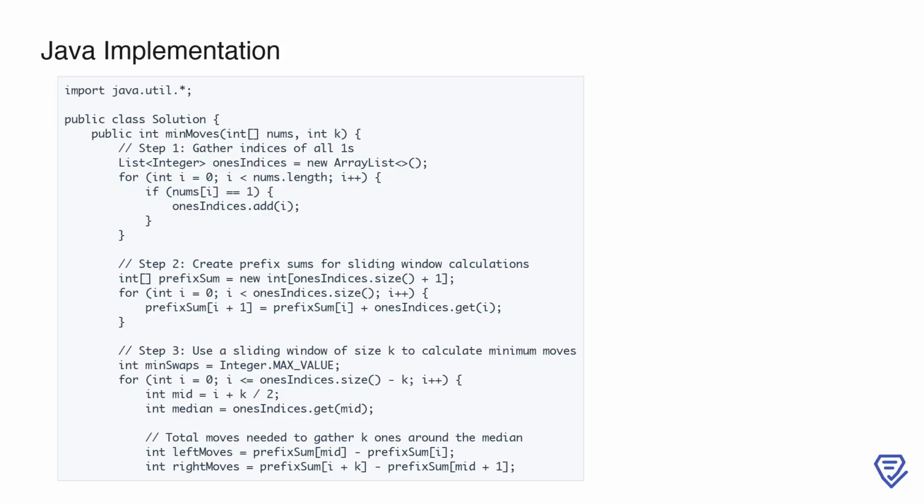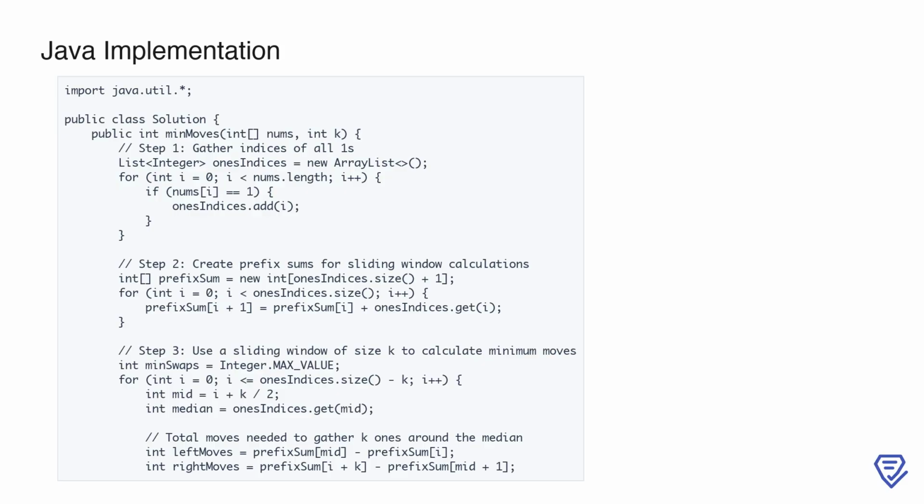Next, we create a prefix sum array to facilitate sliding window calculations. The prefix sum array is built iteratively, where each element is the cumulative sum of indices of ones up to that point. This will help us quickly calculate the sum of any subarray of ones within the ones indices list. Finally, we initialize a variable min_swaps to store the minimum number of swaps, setting it to the maximum possible value at the start. We then iterate over all possible sliding windows of size k within the ones indices list.